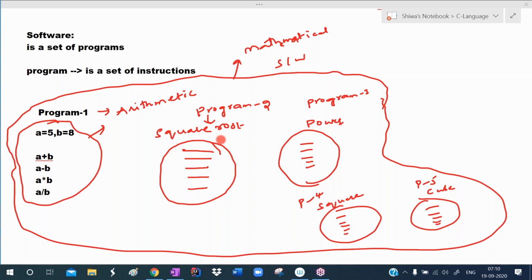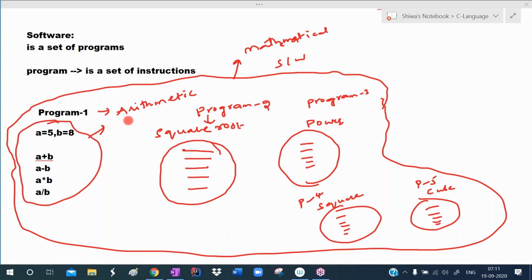Like that, to find the square root value, I'm writing a program. This is program 2. Like this, to find the power value, I'm writing another program, program 3. To find the square value, I'm writing another program, program 4. To find the cube value, I'm writing another program, program 5. Like this, I'm writing all mathematics-related programs. This set of programs becomes one mathematics-related software.